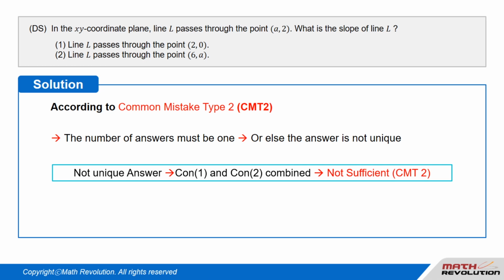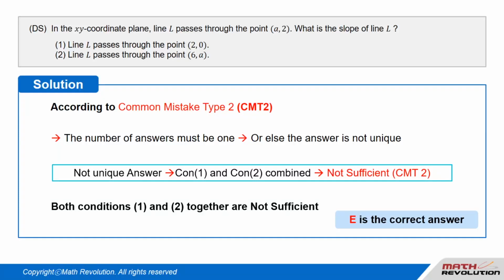There are 4 variables because you have coordinates that have 2 variables in each one. Both conditions 1 and 2 together are not sufficient, thus E is the correct answer. Answer E.